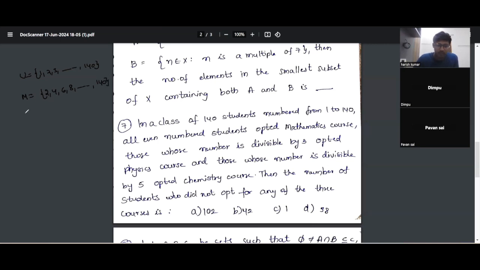Okay, then those whose number is divisible by 3 opted for the physics course. So the physics course will be multiples of 3, right? 3, 6, 9, and so on to 138, because 138 is the last multiple of 3 before 140. Okay, then those divisible by 5 opted for the chemistry course. Okay, fine, no problem. So 5, 10, 15, 20, and so on to 140.